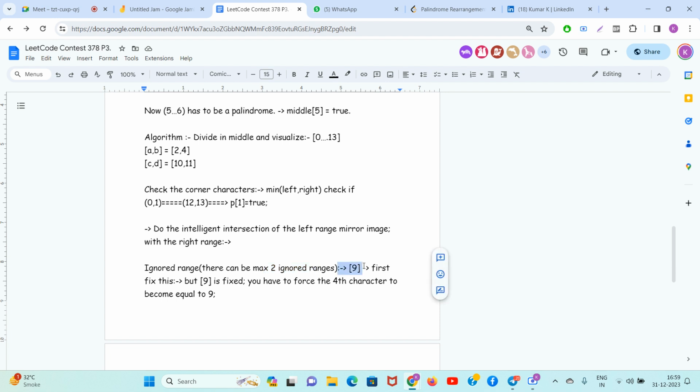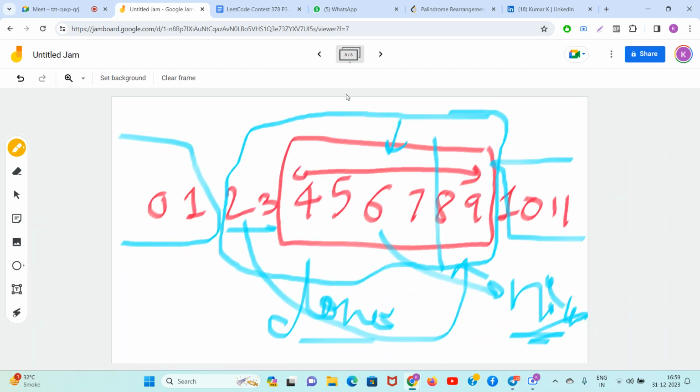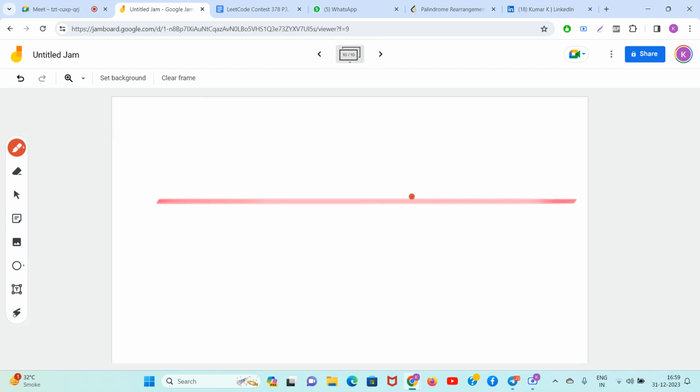Whatever is the ignored range now, guys, ignored ranges concept, let me make it clear. Let's say here there is this ignored range.